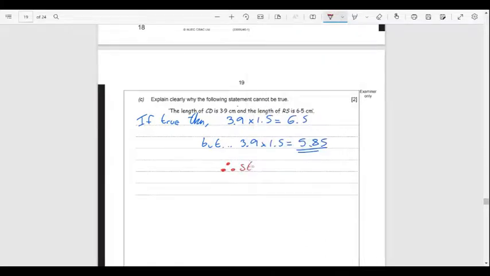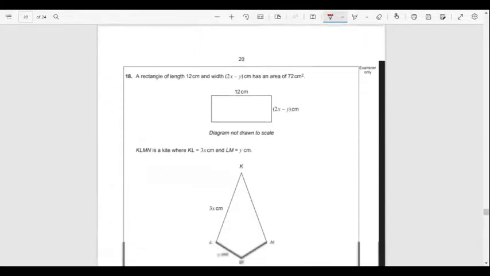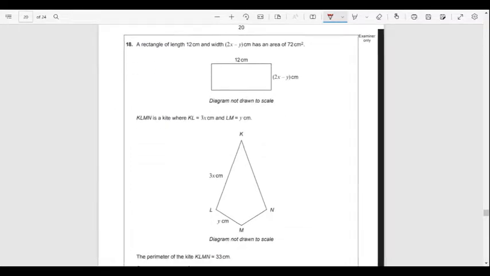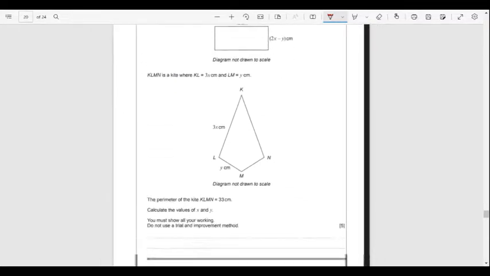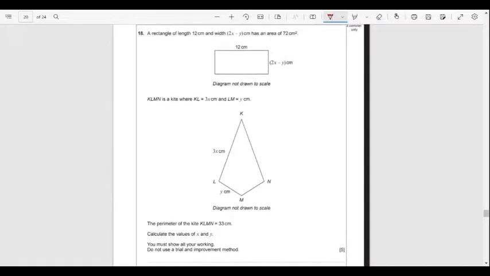Okay. Therefore, statement not true. Okay. Simple as that. Okay. Let's have a look at the next question. So this one here, this is actually quite a big one. Okay. So buried in this question is actually a simultaneous equation. Okay. But let's work through this step by step.